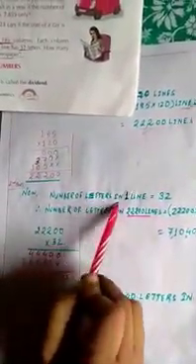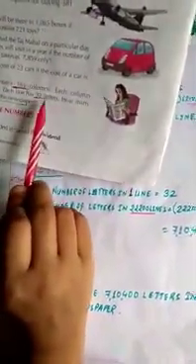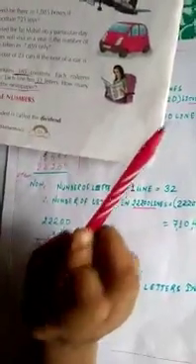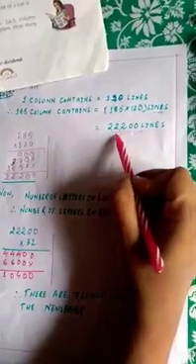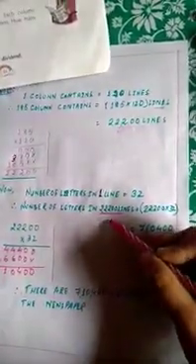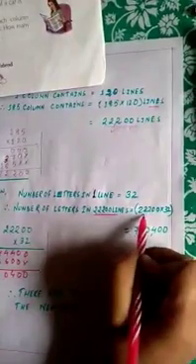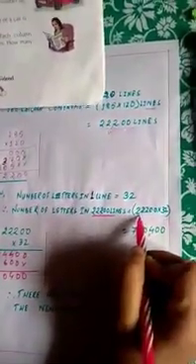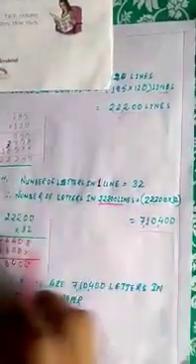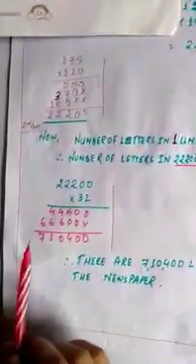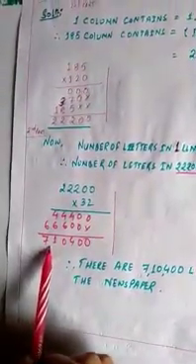So now, for the second part, what do we have to do? Now the number of letters in one line is 32. See, each line has 32 letters. That means one line has 32 letters. So the number of letters in the total lines, which is 22,200 lines, we have to multiply. So it will be 22,200 multiplied by 32. We have got this, see here students, I have shown the multiplication work here.